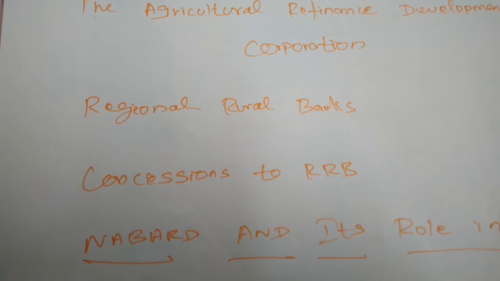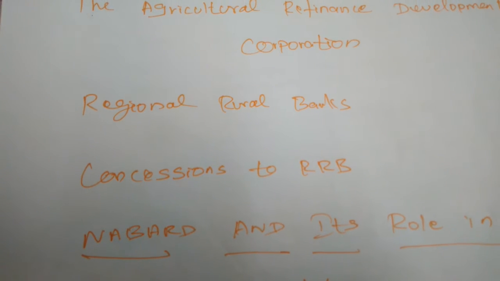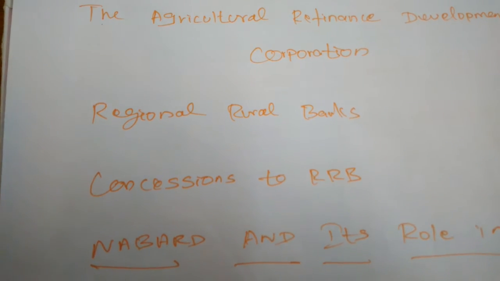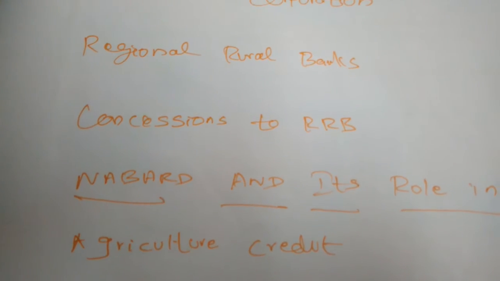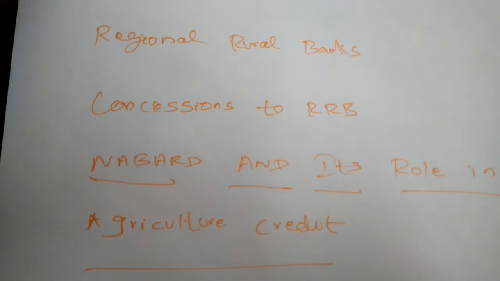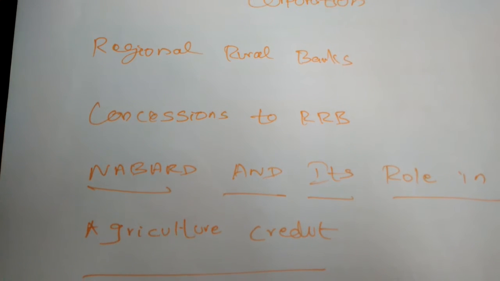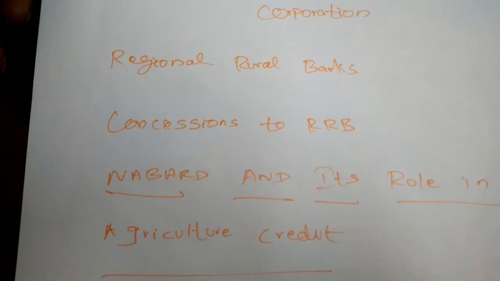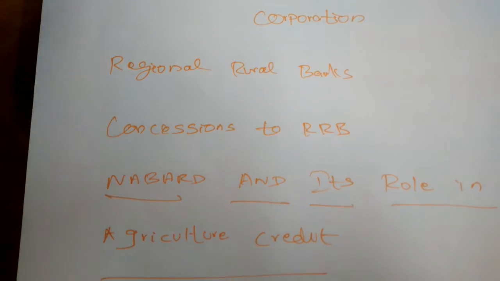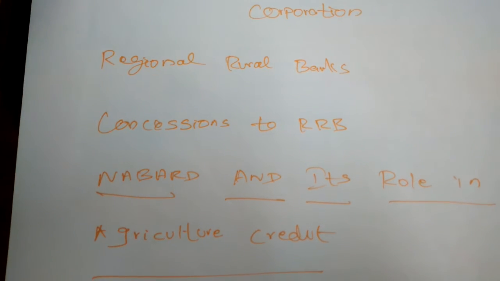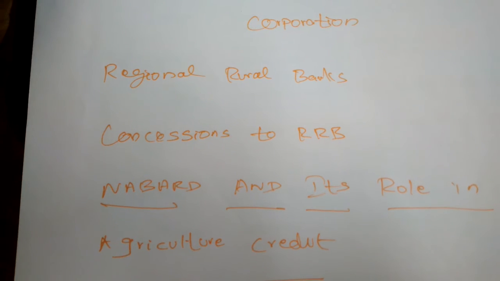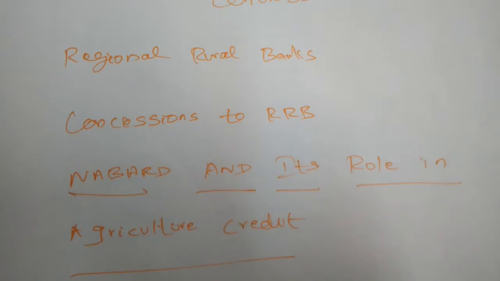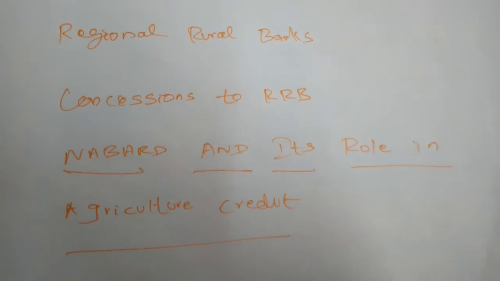The Reserve Bank of India has been granting many concessions to regional rural banks. First, they are allowed to maintain the cash reserve ratio at 3% and the statutory liquidity ratio at 25%. Already we have studied that the Reserve Bank of India maintains and regulates the cash reserve ratio. So the Reserve Bank of India has allowed RRBs to maintain the cash reserve ratio at 3% and the statutory liquidity ratio at 25%. The Reserve Bank of India also provides refinance facilities through NABARD. NABARD is the National Bank for Agricultural and Rural Development. This bank was also made under the guidelines of the Reserve Bank of India.